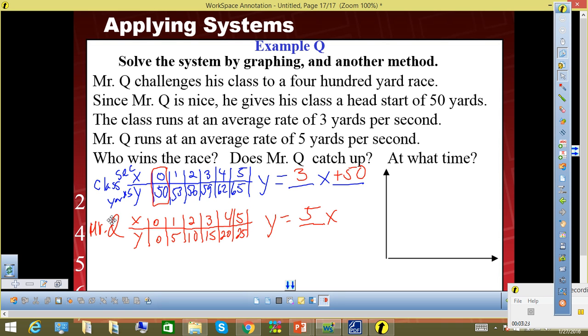Distance, right? Remember at the beginning of the year that we do not measure time or distance in negative numbers? That's why we only use the first quadrant. Okay, so copy that, please.